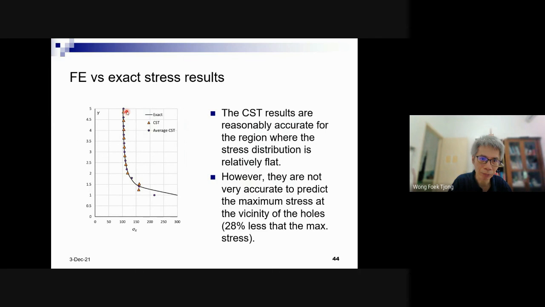Okay, so along this region is very good, right? Very good prediction, but near the holes, it's not so good because 300 is actually the highest stress, but here predicted is just 225. In other words, in the vicinity of the holes, we should use a very fine mesh to predict the actual stress. Okay, so it's not very accurate to predict the maximum stress.